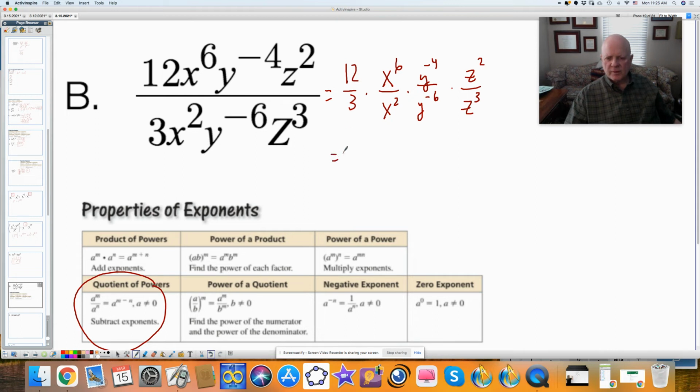So we have 12 divided by 3 is 4. x to the 6 minus 2 is 4. y to the negative 4 minus a negative 6, that's y squared. Negative times negative is positive. And this would be z to the 2 minus 3, which is z to the minus 1.